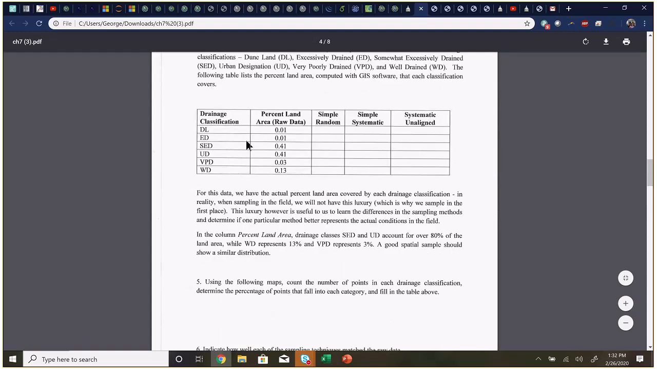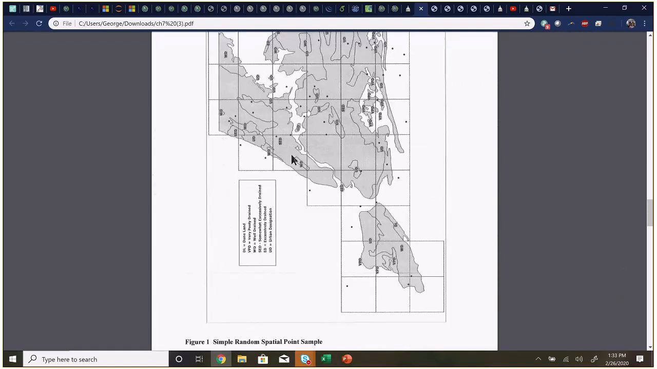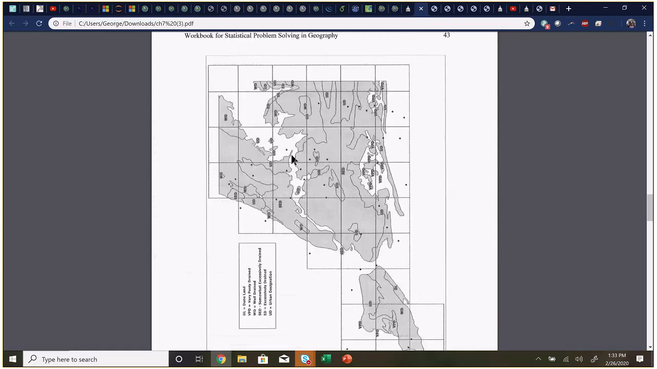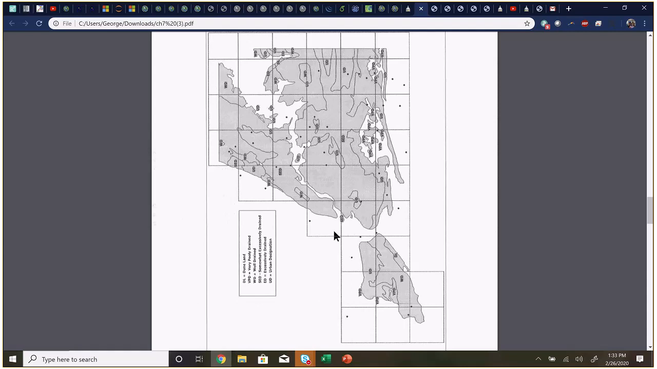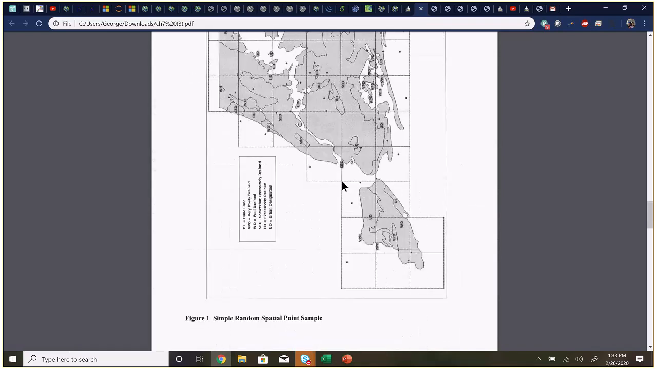And then ED, in this case, is excessively drained. So you can see on the map where each of these are. We've sampled it 3 different ways. The dots represent samples. So what you need to do, maybe with a partner or two, is go through and for each one of these, count how many dots fall in each of these 1, 2, 3, 4, 5 categories. And if a dot falls outside of one of those areas, just don't count it.